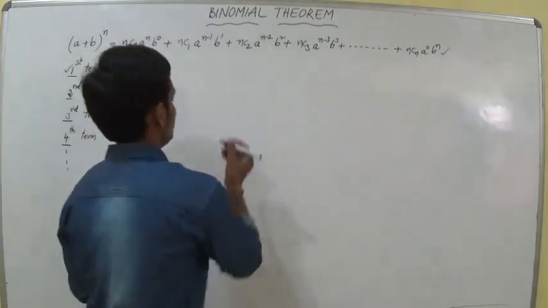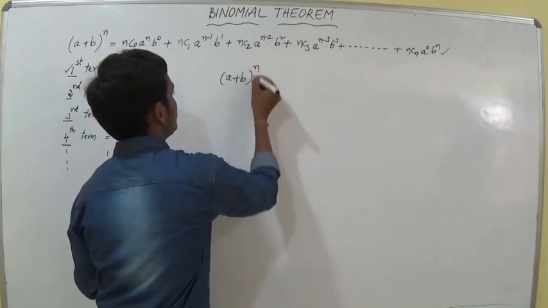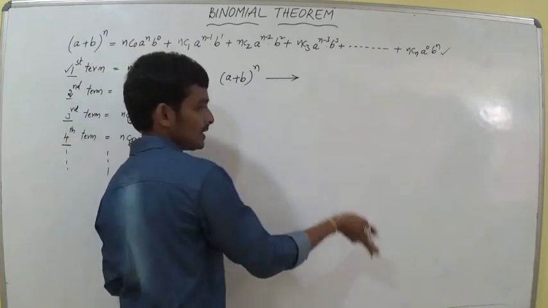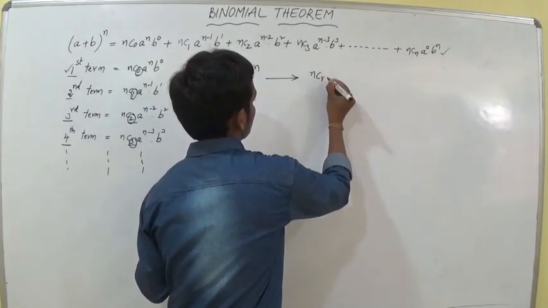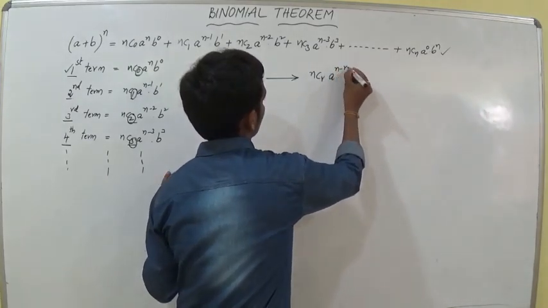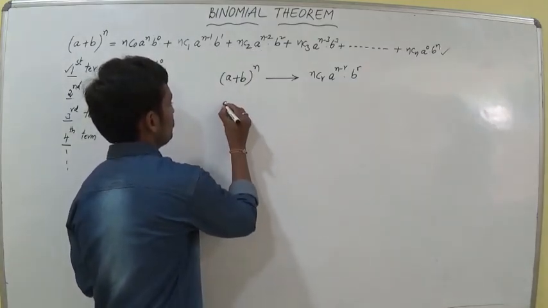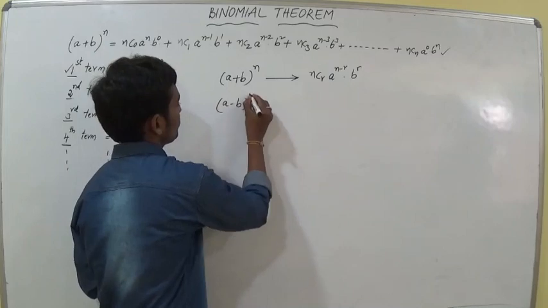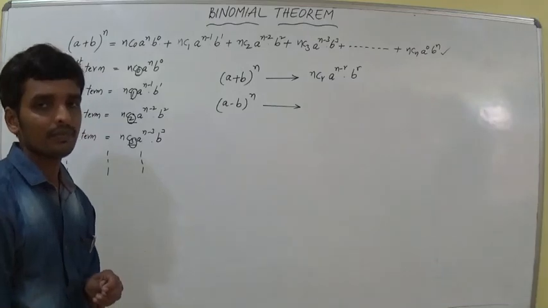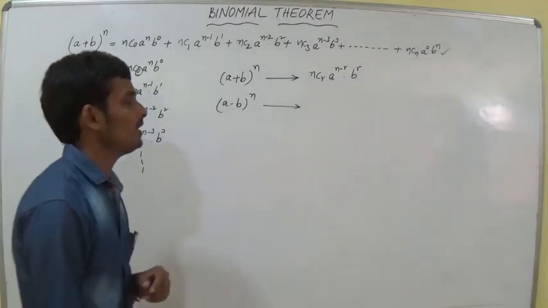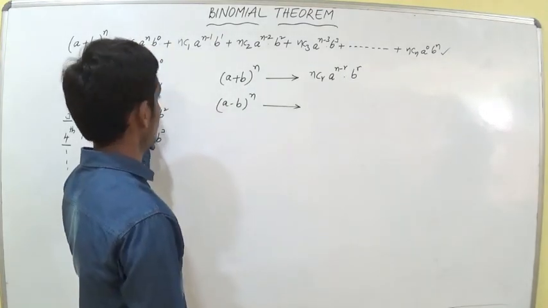For example, in the binomial expansion (a+b) whole power n, its general formula we are discussing now. Tell me, what is the general form of this one? That is nCr a power n minus r into b power r. The same way, now (a-b) whole power n. Can you tell the general form? It's easy, there is only a slight difference. We have already discussed (a+b) whole power n and (a-b) whole power n.